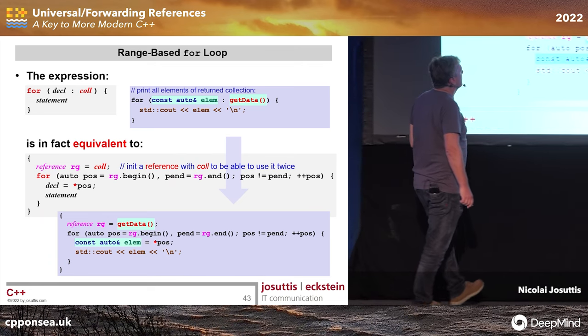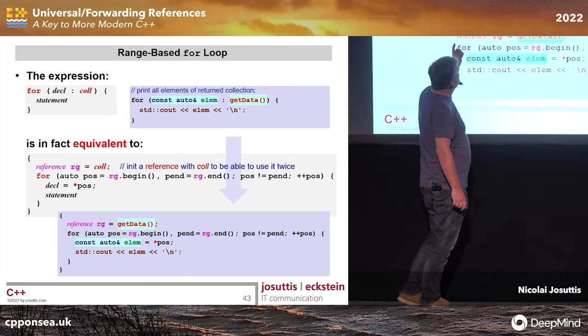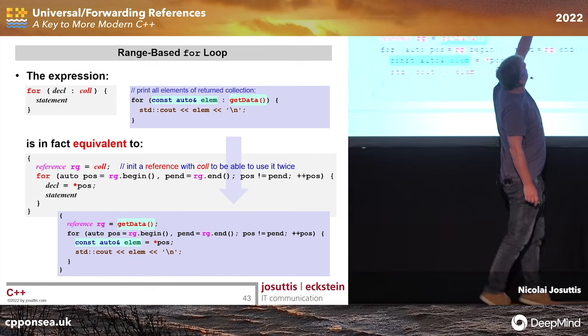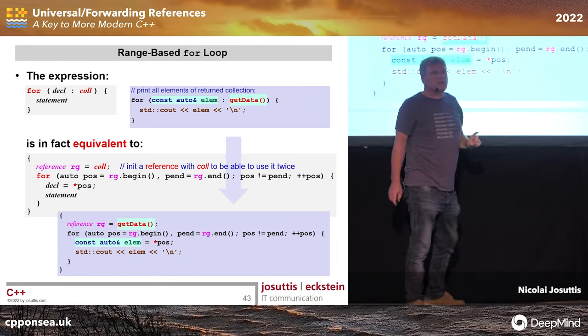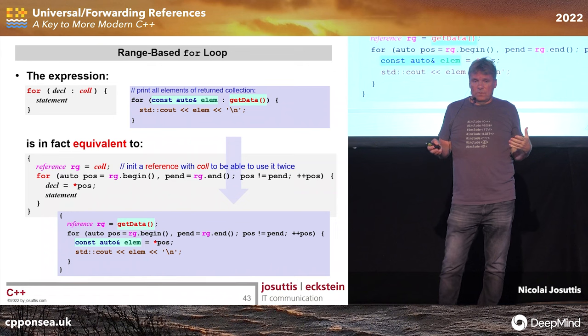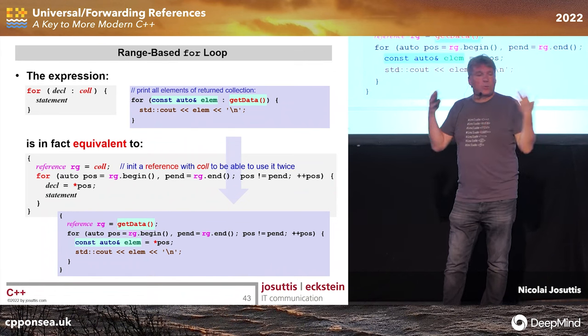So, why don't we take call here and use it here and there? Because we have to call both begin and end, we have to use the return value of the thing on the right twice.